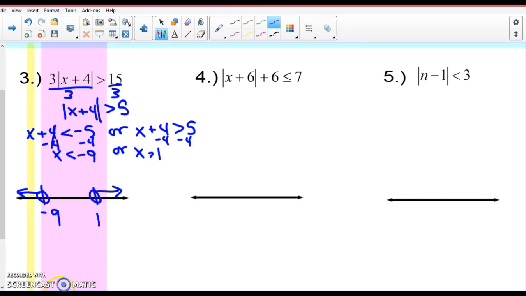So I'm probably right. Let's try a number that's down here, 10. 10 plus 4 is 14. 14 times 3 is definitely bigger than 15. That's shaded. I can try something down here. Let's try negative 10. Negative 10 plus 4 is negative 6. The absolute value of negative 6 is 6. 6 times 3 is 18. That is greater than 15.